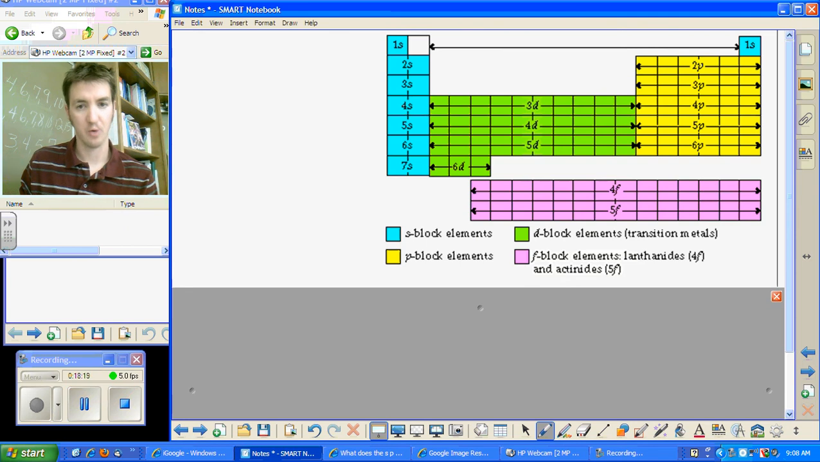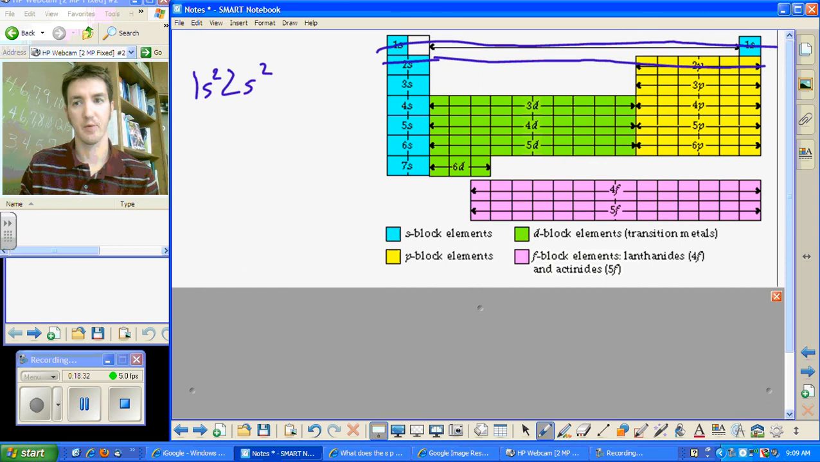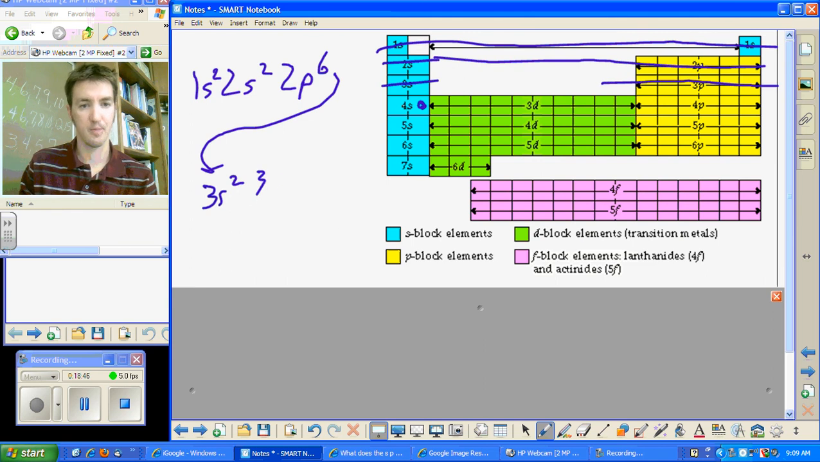Alright, so as we walk through the table, we start off with 1s, we go through 2 of them. You'll see after a while that happens every time. 2s, you go through 2 of them. If you can just remember the order at the beginning, just add however much you need by the end of it. So 2p, we went through 6 of them. 3s, we went through 2 of them. 3p, we went through 6 of them. And then 4s, we went through 2 of them.